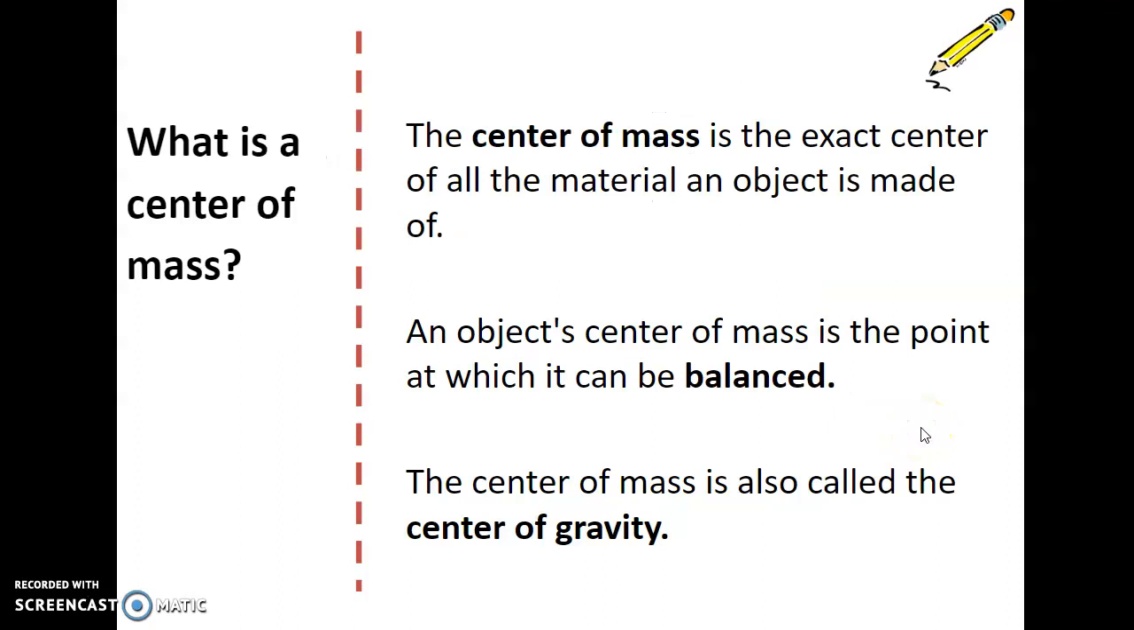So let's review. What is a center of mass? You've probably heard this concept in the past, maybe in middle school or in another science class that you've taken. The center of mass is the exact center of all the material an object is made of. So an object's center of mass is the point where it can be balanced. This is often referred to as the center of gravity.